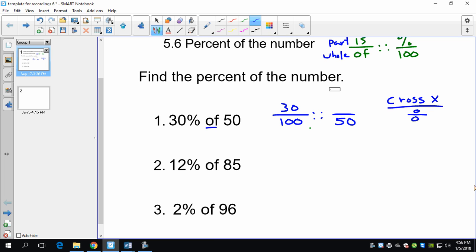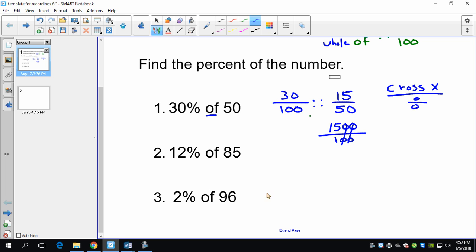30 times 50 is 1,500. And you're going to take 1,500 and divide that by 100. You're simply going to drop your zeros and your answer is 15. So 30% of 50 would be the same as 15 out of 50. If you want to know if you're correct or not, you can take 15 and divide it by 50, and you're going to get 0.3, which is the same as 30%.